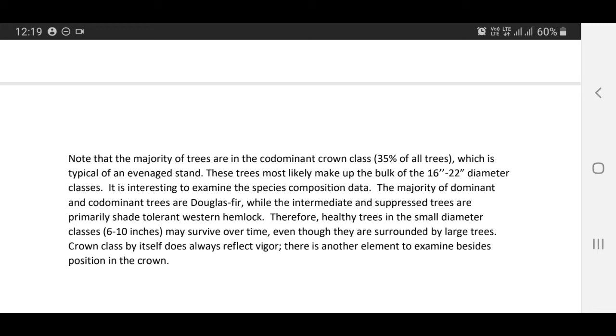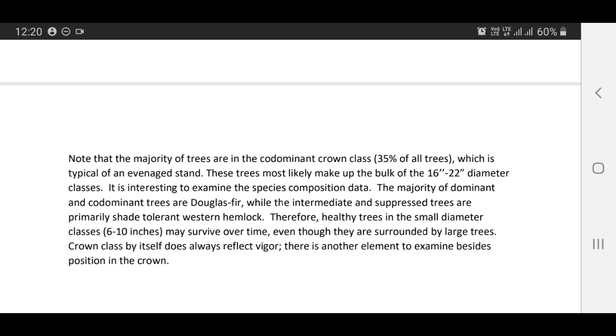It is interesting to examine the species composition data. The majority of dominant and codominant trees are Douglas fir, while the intermediate and suppressed trees are primarily shade tolerant western hemlock trees. Therefore, healthy trees in the small diameter classes, that is 6 to 10 inches, may survive over time. It means they live for a longer time without any mortality, even though they are surrounded by large trees. Although they are covered by the large trees, they will survive.